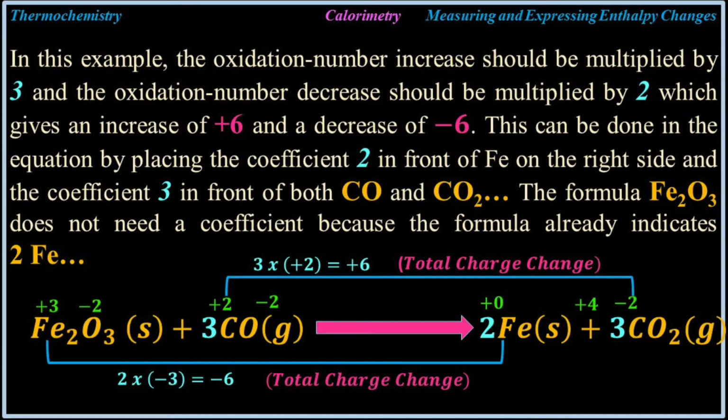This can be done in the equation by placing the coefficient 2 in front of the Fe on the right side and the coefficient 3 in front of both CO and CO2. The formula Fe2O3 does not need a coefficient because the formula already indicates 2 irons. So make those changes, and then let's proceed to the next slide. I'll just leave that up for half a minute as we proceed.